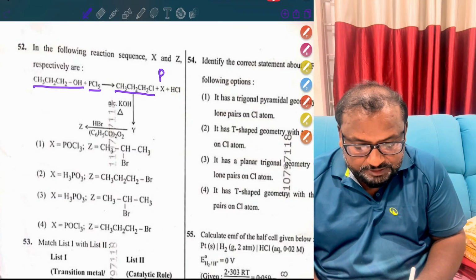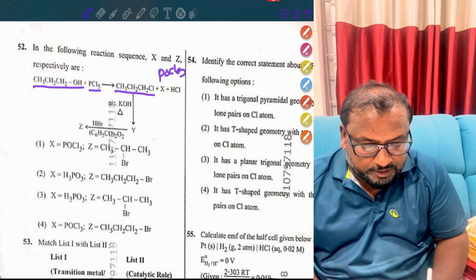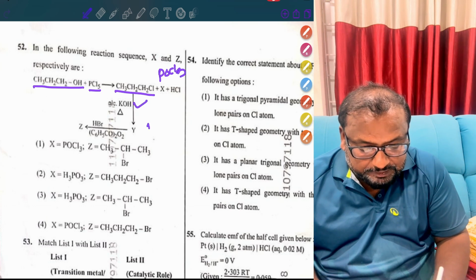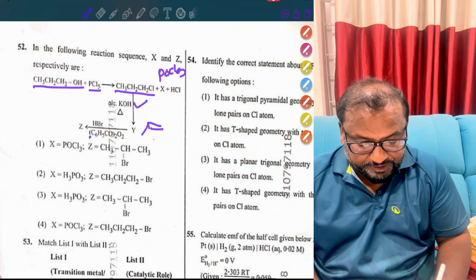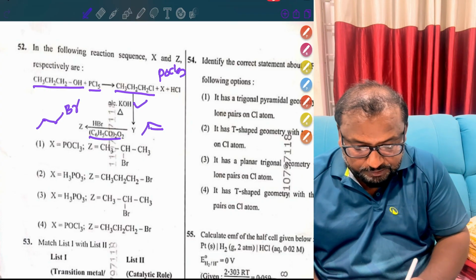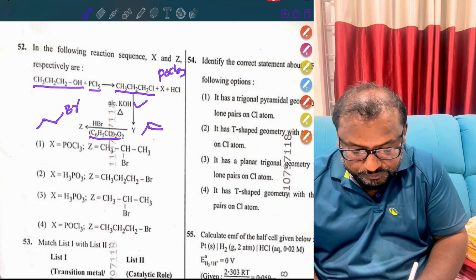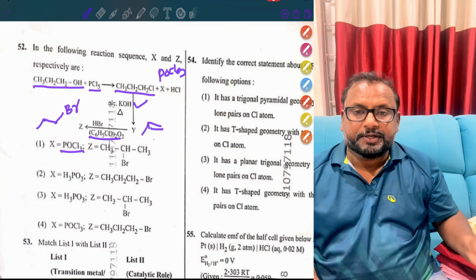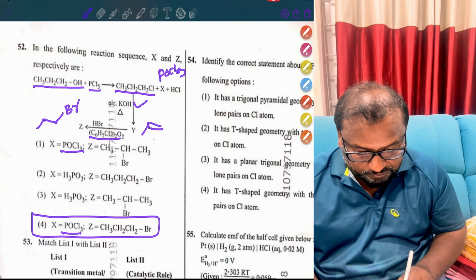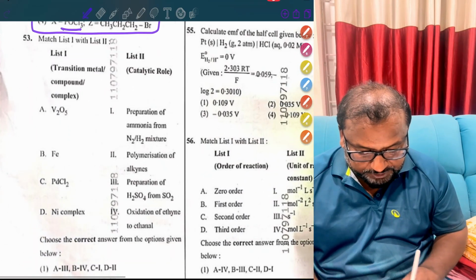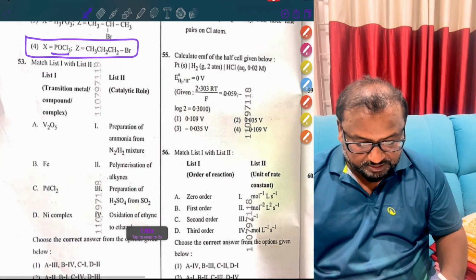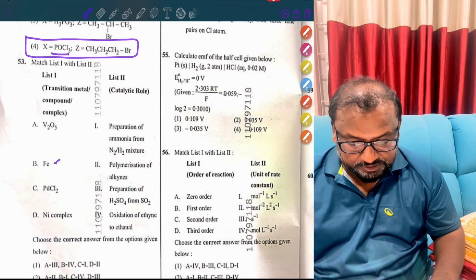So ethyl alcohol is treated with PCl5. We got propyl alcohol and X. X must be POCl3, right? Propyl alcohol, when treated with KOH, will give propene. Propene with the Markovnikov rule gives you 2-bromopropane. Here, with anti-Markovnikov addition, 1-bromopropane is formed. So POCl3 should be one of them, and 1-bromopropane is the answer. So this one is the answer. It's a direct question, nothing goes wrong with this, right?